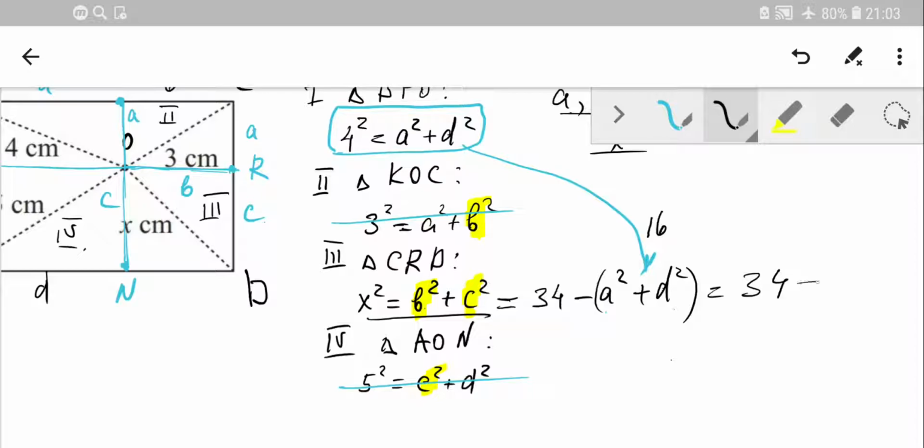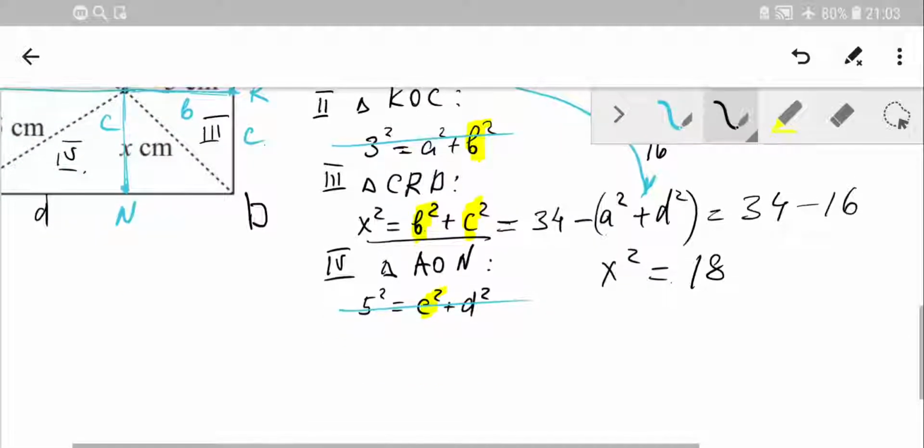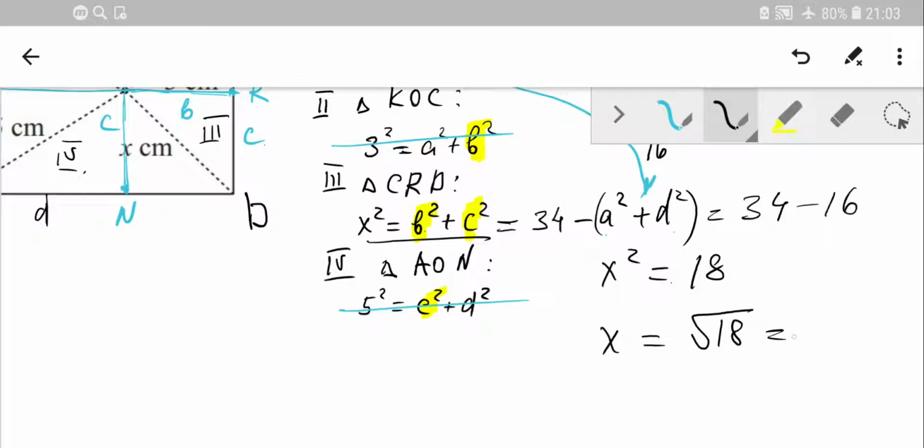So 34 minus 16. Okay, so let's finally calculate x squared. So x squared is 18, and now we just take the square root of it. So square root of 18, which is 9 times 2, so 3 square root of 2. So I simplify this, so we actually have the answer. Okay, that's how it was found.